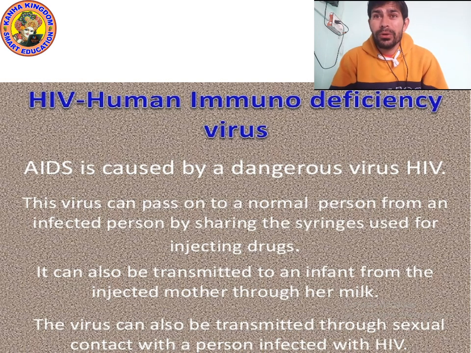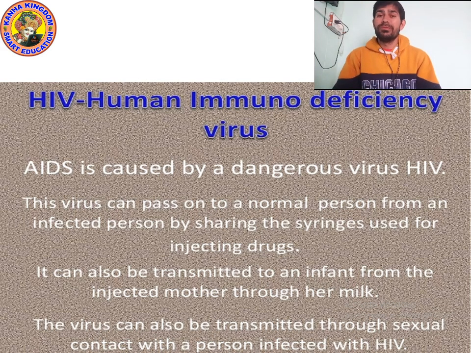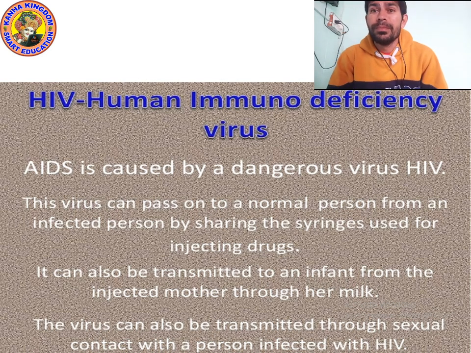First is sexual contact. When a male and female come in physical contact with no prevention, this virus can be transmitted into the body. It will infect us and we will suffer from the AIDS disease, and it can also pass from generation to generation. It cannot be stopped.